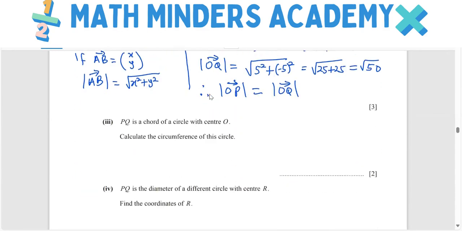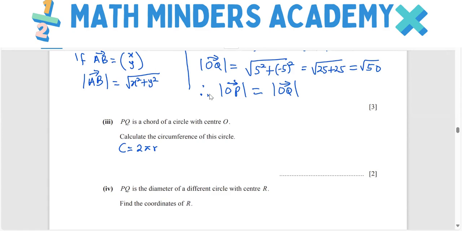Now, the third part of this question says that PQ is a chord of a circle with center O. We are asked to calculate the circumference of that circle. If you are to find the circumference of a circle, it is determined by this formula here. So we need the radius.